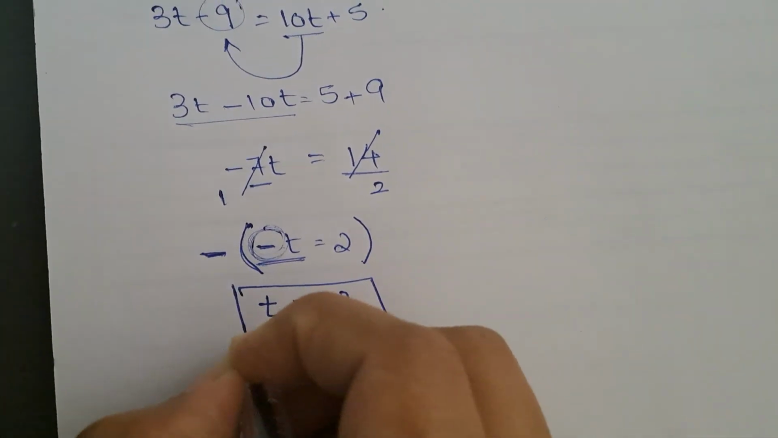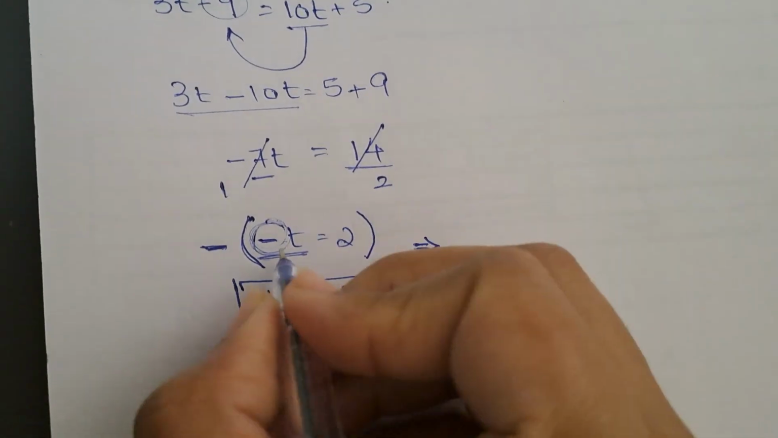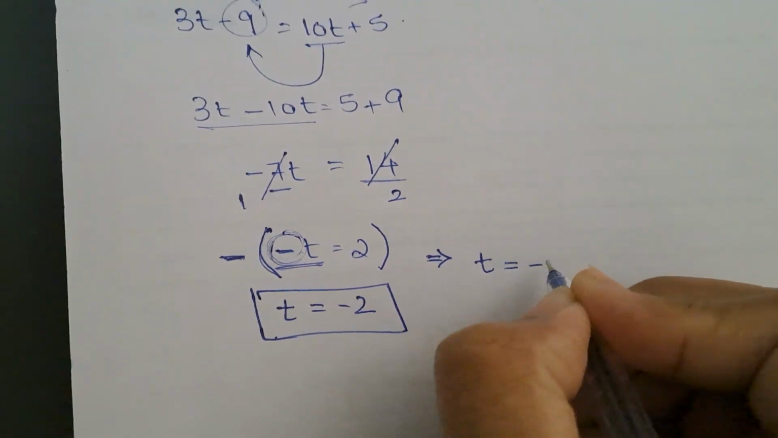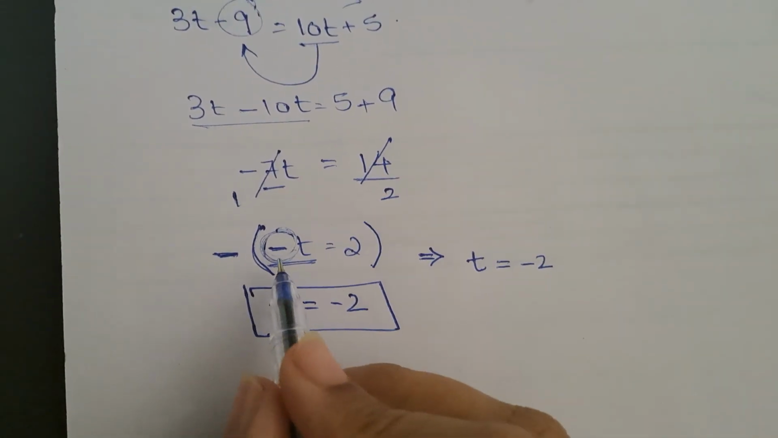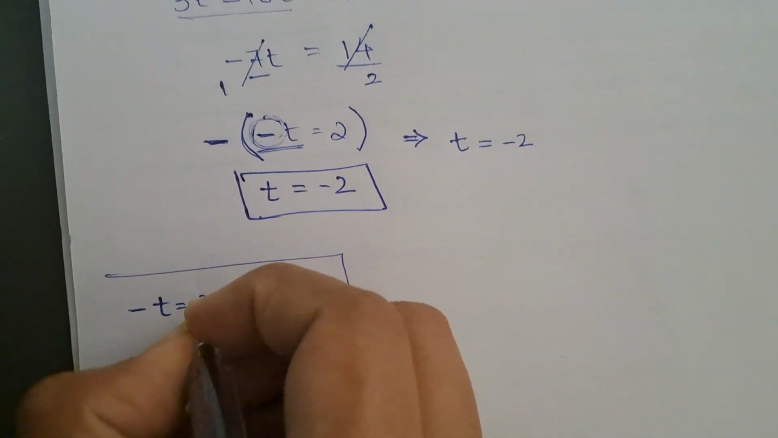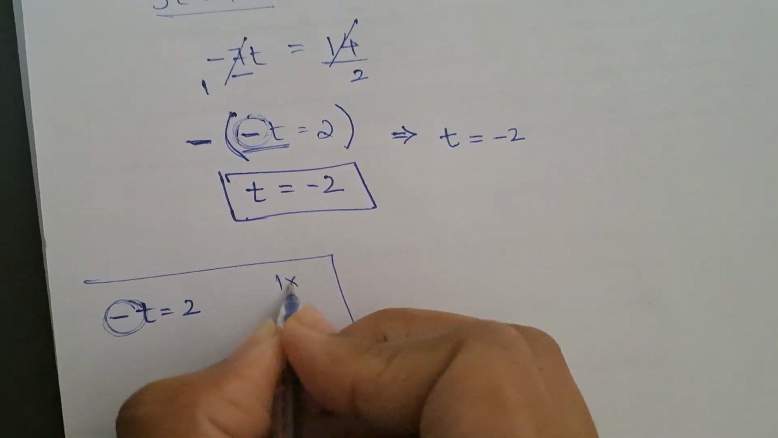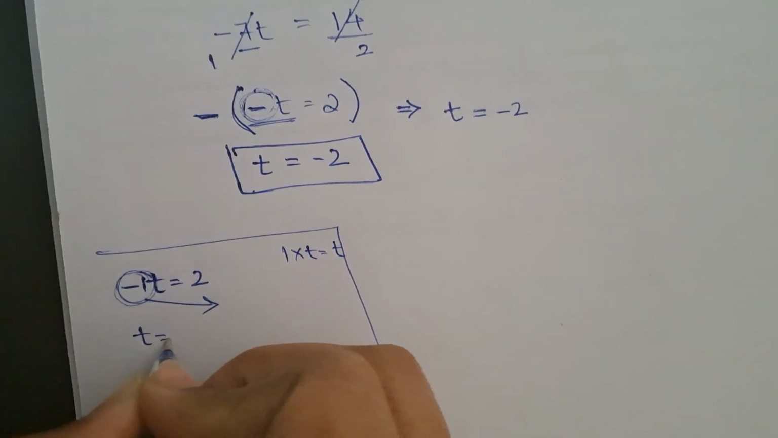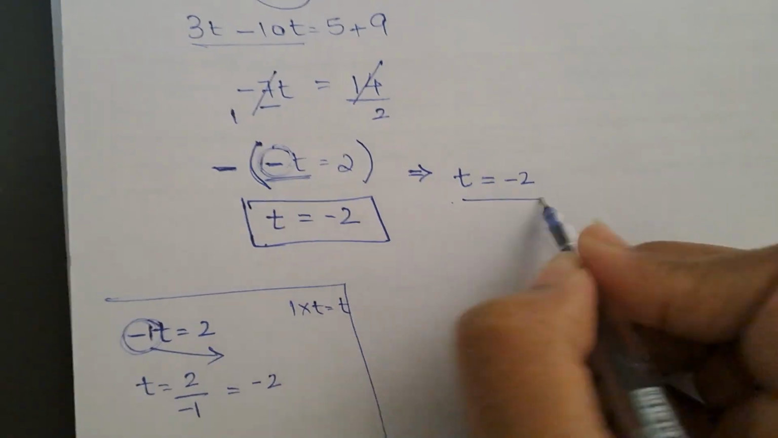This is the logic actually, this is how it is actually done. But for easy understanding, I know that these terms will change their signs. T will become positive and my 2 will get a minus sign. And what else I can do is, for understanding purpose, consider this minus t as minus 1 times t. If I send this minus 1 towards the other side, it becomes 2 by minus 1, which is nothing but minus 2 only. So t will be equal to minus 2.